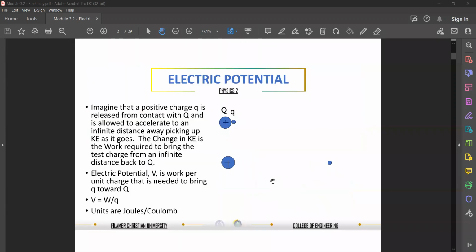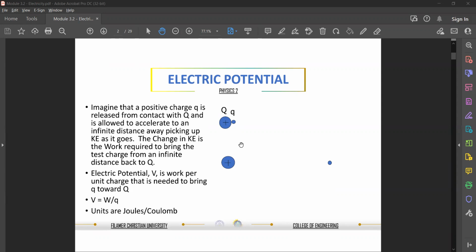Electricity and magnetism. Today we will discuss the electric potential. Imagine that a positive charge Q is released from contact with the charge Q here, and is allowed to accelerate to an infinite distance away, picking up kinetic energy as it goes. The change in kinetic energy, if you still remember from Physics 1, is the work required to bring the test charge from an infinite distance back to Q.